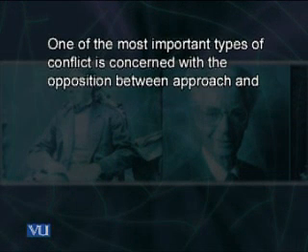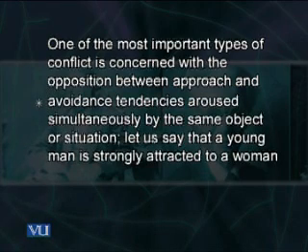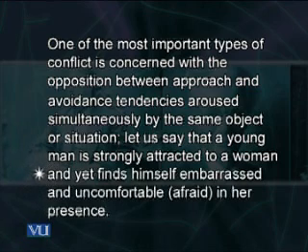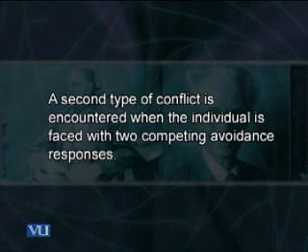One of the most important types of conflicts is concerned with opposition between approach and avoidant tendencies aroused simultaneously by the same object or situation. Let us say that a young man is strongly attracted to a woman and yet finds himself embarrassed and uncomfortable, afraid in her presence. So we say that a young man is attracted towards a woman but is very much embarrassed, shy and timid in her presence to say anything. So approach is there, attraction is there, and avoidance is there when the individual just cannot interact with the attractive woman.